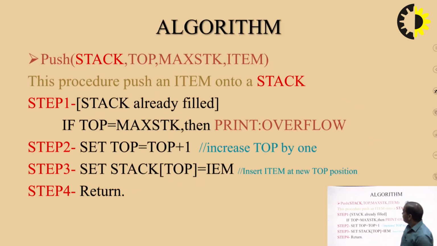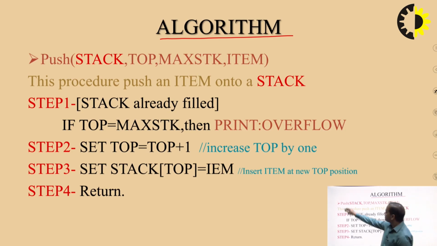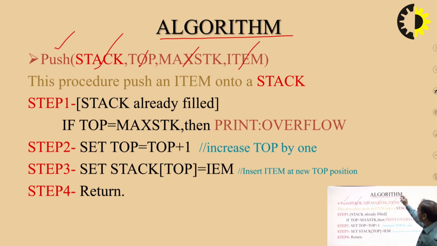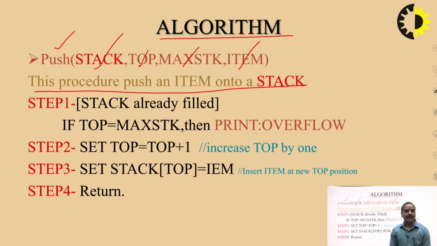Now, we will discuss the algorithm which is used to implement the stack. Here we have taken some variables. The operation is push. We have taken a variable stack, which is a stack data structure. The next variable is top, which contains the position of the top element. Next one is max stack, which contains the maximum size of the stack. And the last one is item. This is the element which we want to insert in the given stack. Here we have given some explanation about the given stack. This procedure puts an item onto a stack.